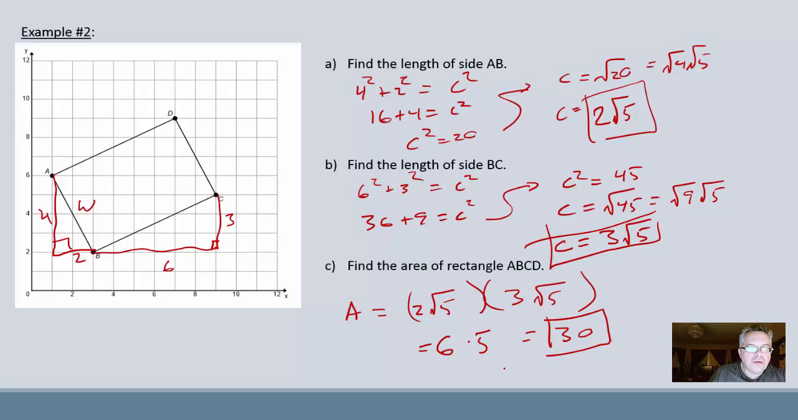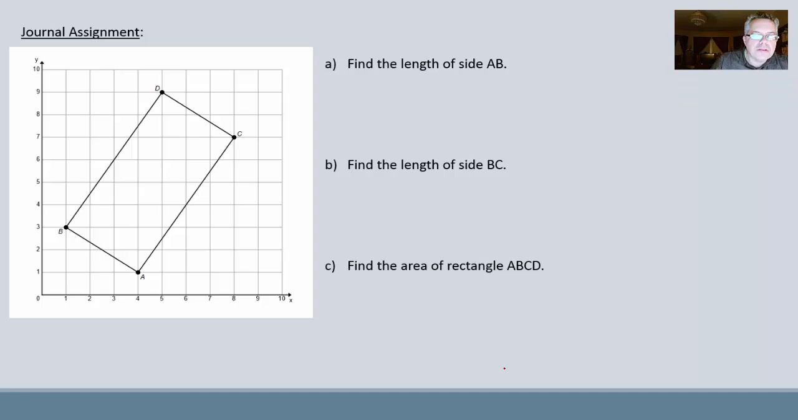Time for the journal assignment. You're going to use the Pythagorean theorem to find the length of side AB, and actually, instead of BC, I see that's kind of impossible. There is no side BC. So find the length of AB and then AC. The letters got kind of switched. Then find the area of ABCD, the rectangle.